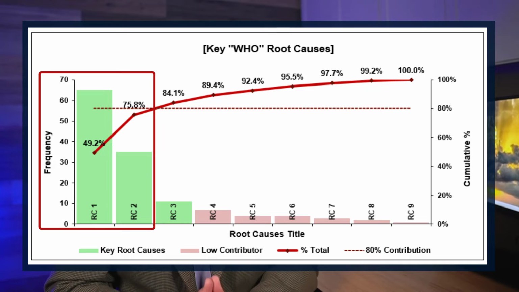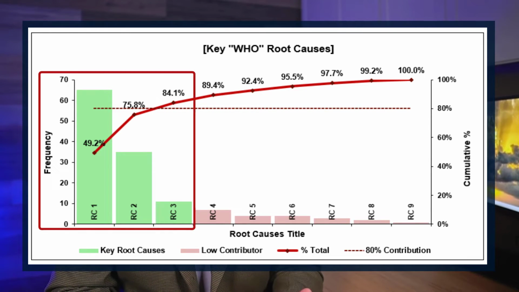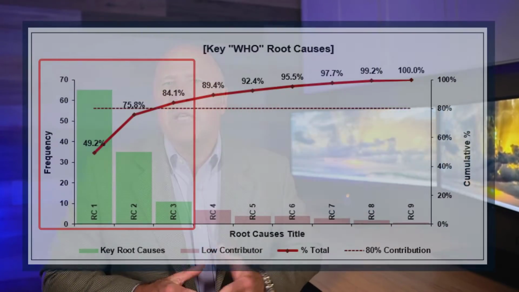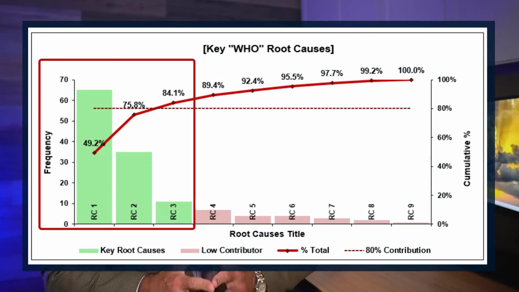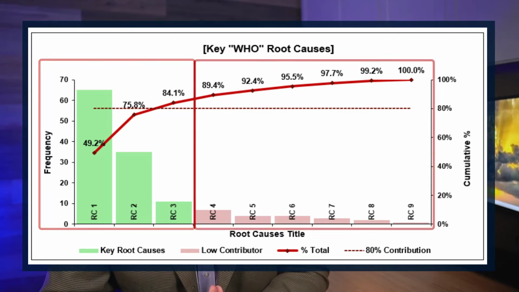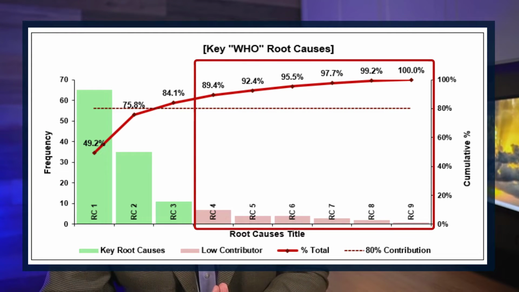And if you total the frequency, root cause 1 and root cause 2 contributed to an event not meeting target levels, that represented 75.8%. And then root cause 1, root cause 2, root cause 3 represents 84.1% of the total incidences. Root causes that account for 80% or more are considered key root causes and are shaded in green bars. Root causes that contributed less than 80% are shaded red and are considered low contributors.